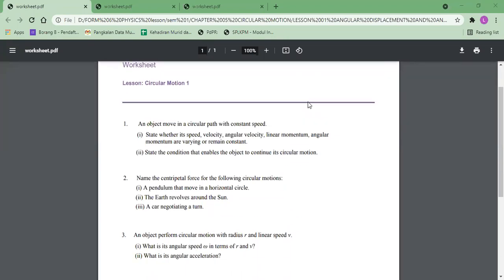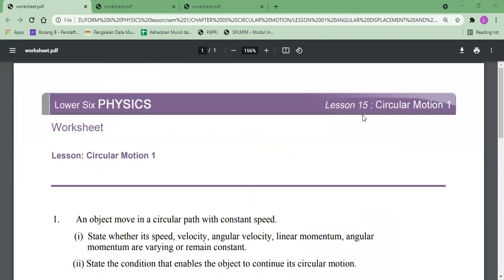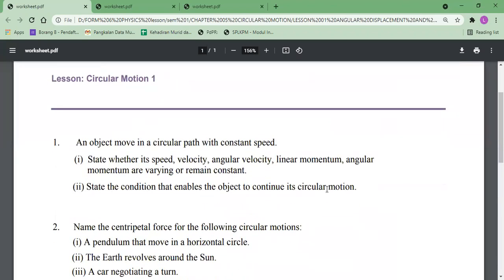Baik, hari ini kita akan lihat soalan-soalan yang awak telah buat bagi circular motion. Baik, kita tengok lesson 15. Okay. So lesson 15, worksheet for lesson circular motion 1. An object moves in a circular path with a constant speed. State whether its speed, velocity, angular velocity, linear momentum.